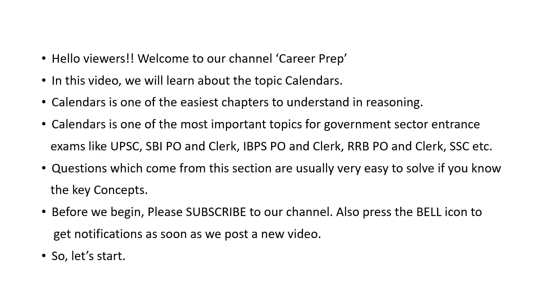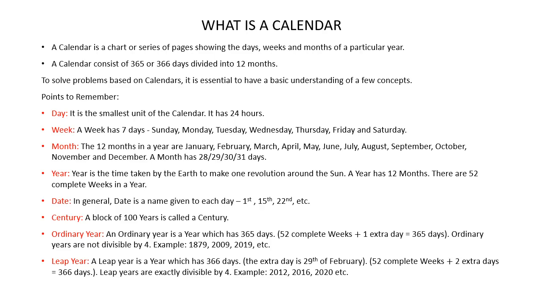So let's start. So what is a calendar? A calendar is a chart or series of pages showing the days, weeks and months of a particular year. A calendar consists of 365 or 366 days divided into 12 months.